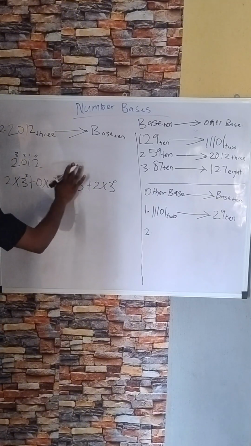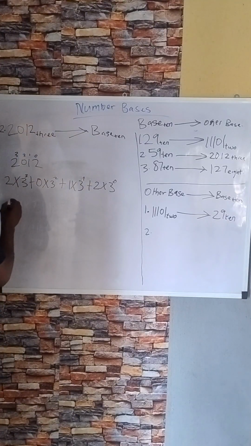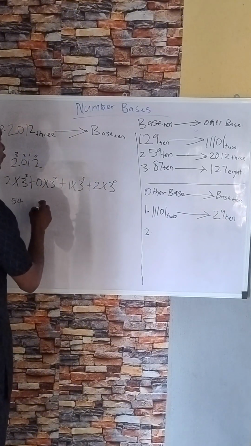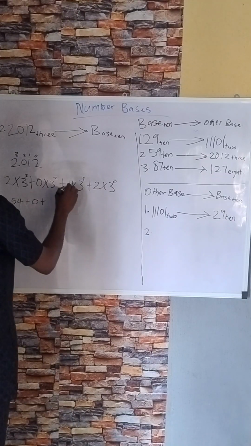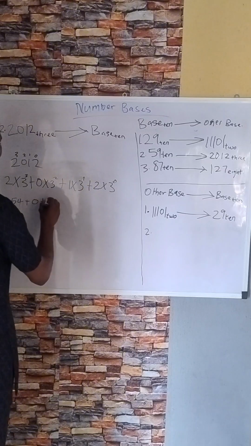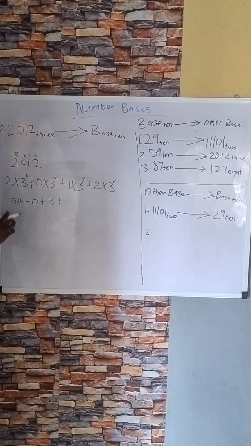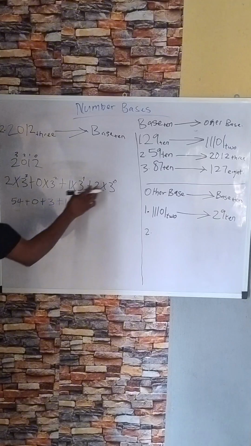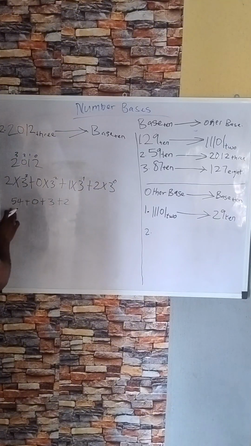So 2 times 27 will give us 54. So this will be 54, plus this times this is 0, plus this times this is 3, and then this times this is 1. Okay, let's add this up. Sorry, this is 2: 2 times 3 raised to the power 0 is 2. So this is 57, and then this is 59. Our answer is 59.